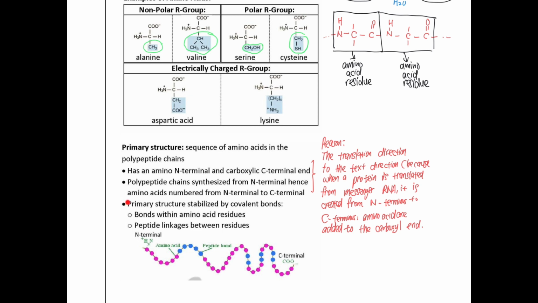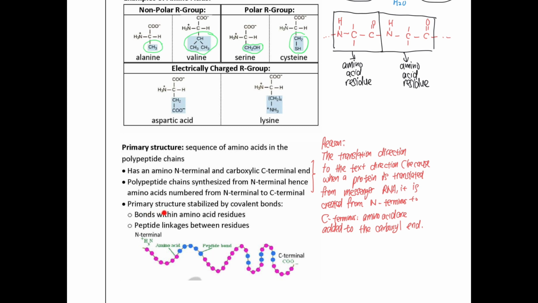Now, next one, primary structure is stabilized by covalent bonds. You can see the covalent bond everywhere. The covalent bond is also the peptide bond, CONH. It's called the peptide bond. But after all, what bond is the peptide bond? It's just a covalent bond. So covalent bond and peptide bond are the same. Of course, peptide bond is specifically used for protein, so that's why they use peptide bond here.